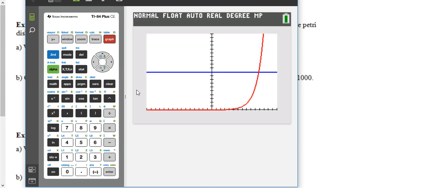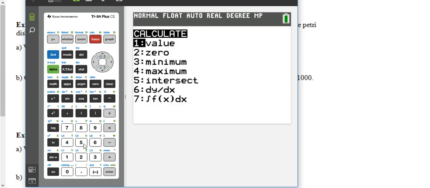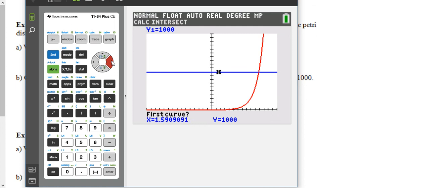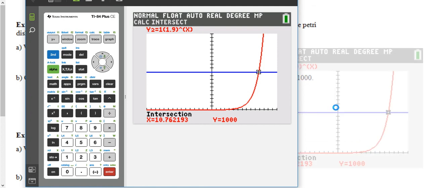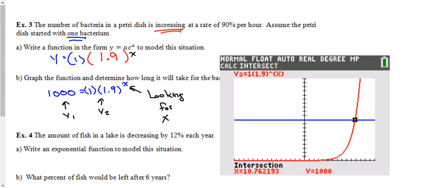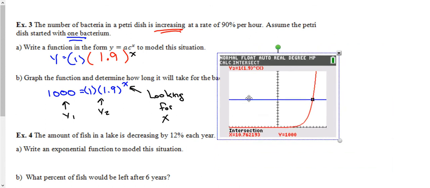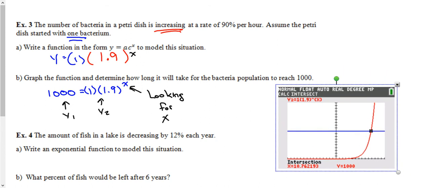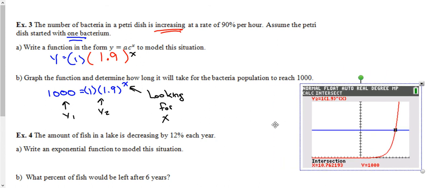So there's my line and there's my second line, and they clearly intersect. So I'm going to go second, trace option 5, and move my cursor as far right as I can to where they cross, hit enter 3 times, and that's going to be my answer. So I have an answer of 10.76, and of course it doesn't tell you how much to round to, so let's just write down our answer.